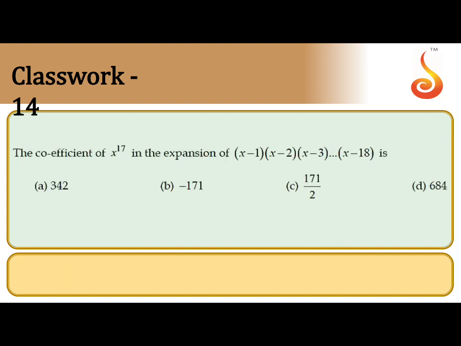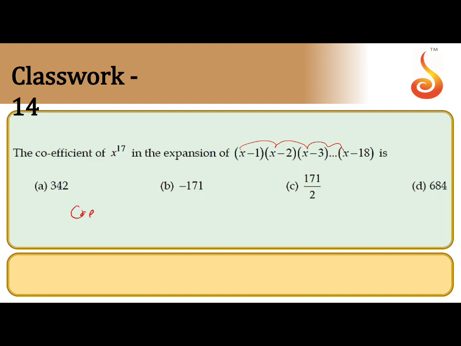So here, the coefficient of x^17 in the expansion of (x − 1)(x − 2) and so on up to (x − 18). If you multiply the entire expression, the highest power is x^18 because 18 factors are there. So we want x^17, which means the second term's coefficient. Here there is a logic.